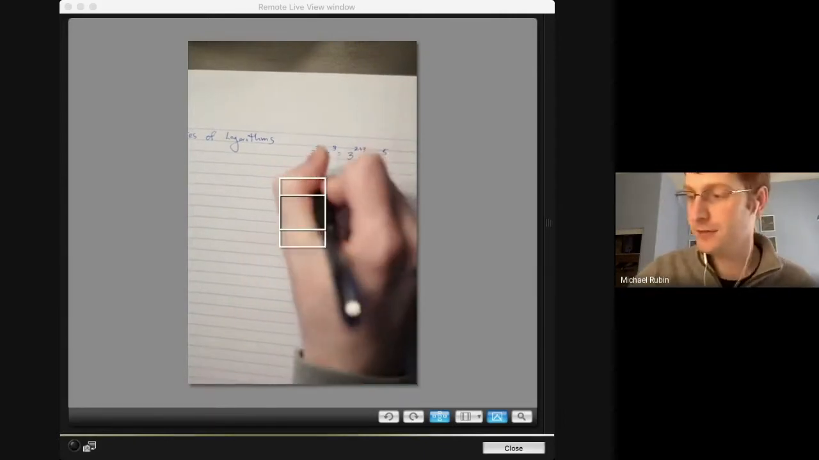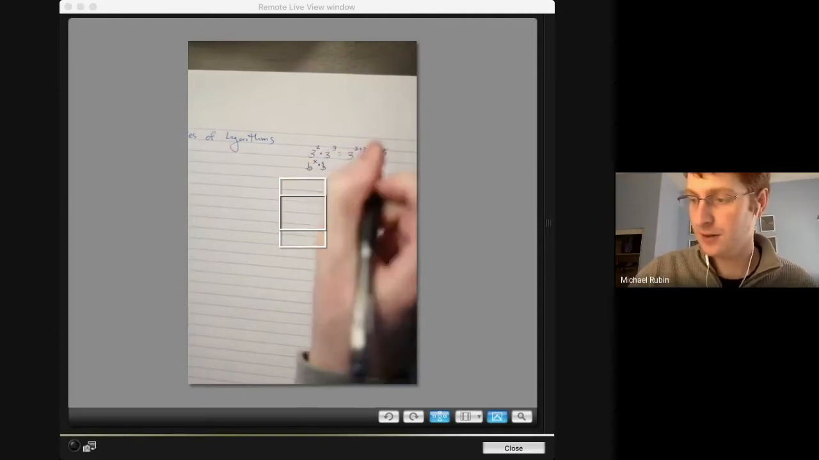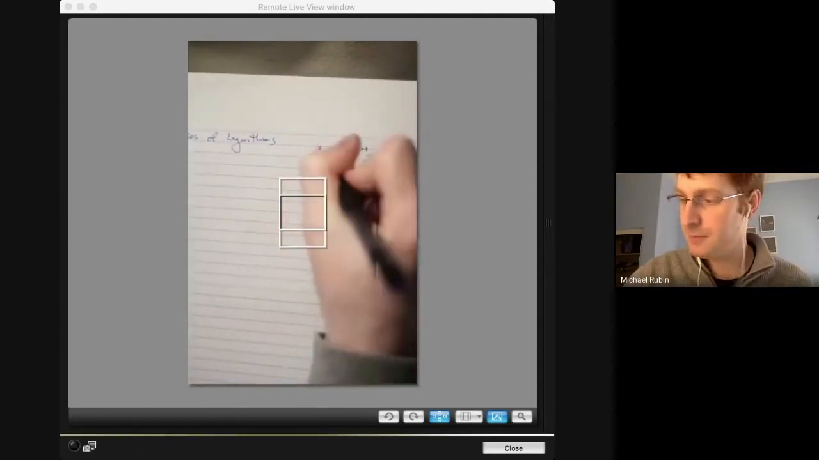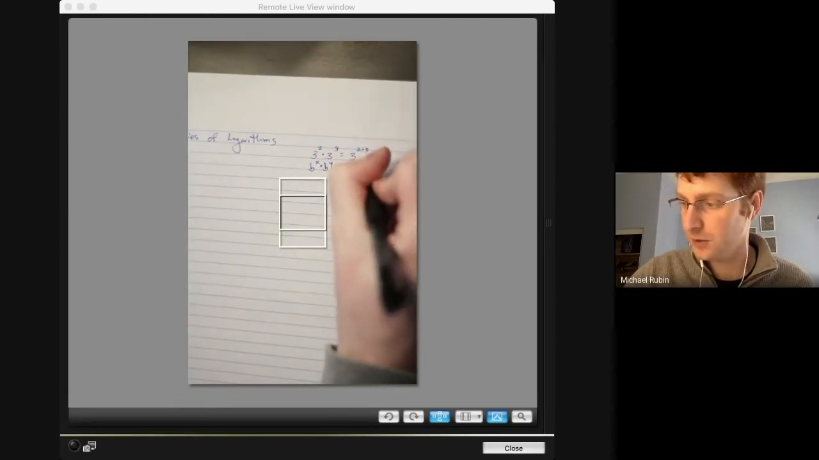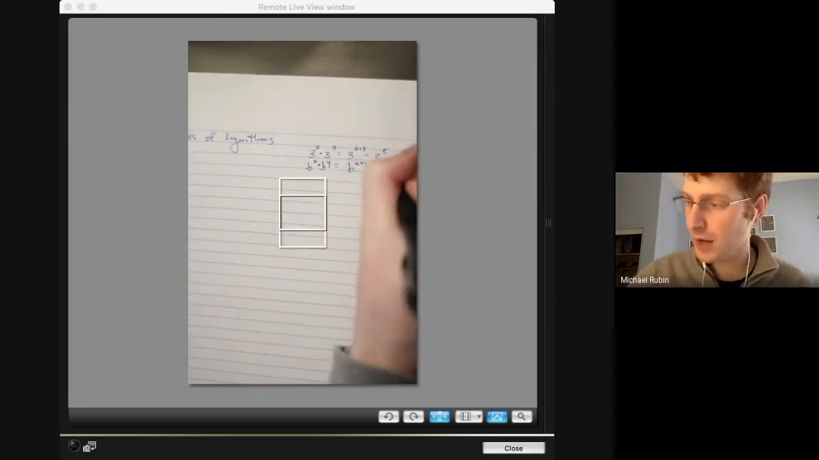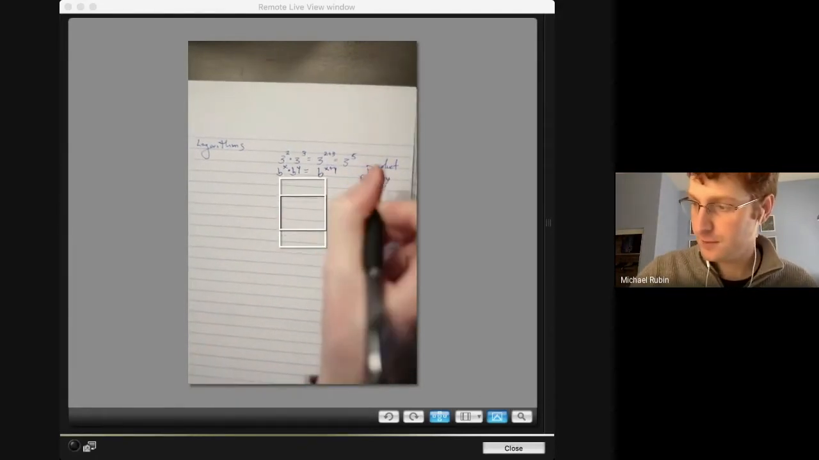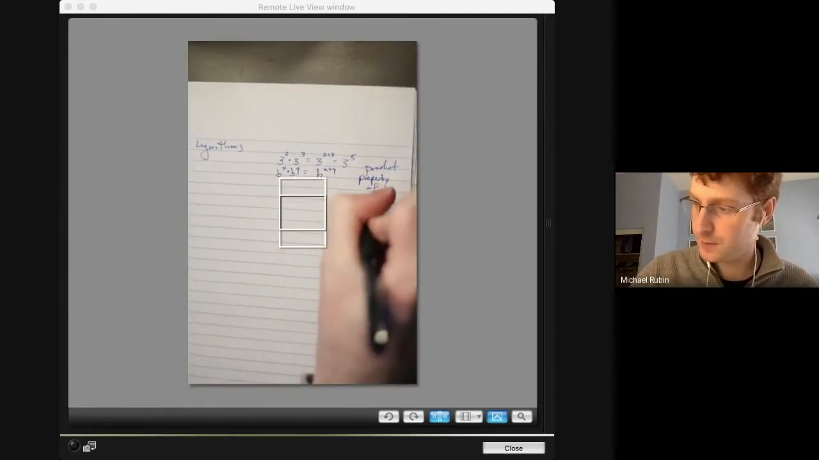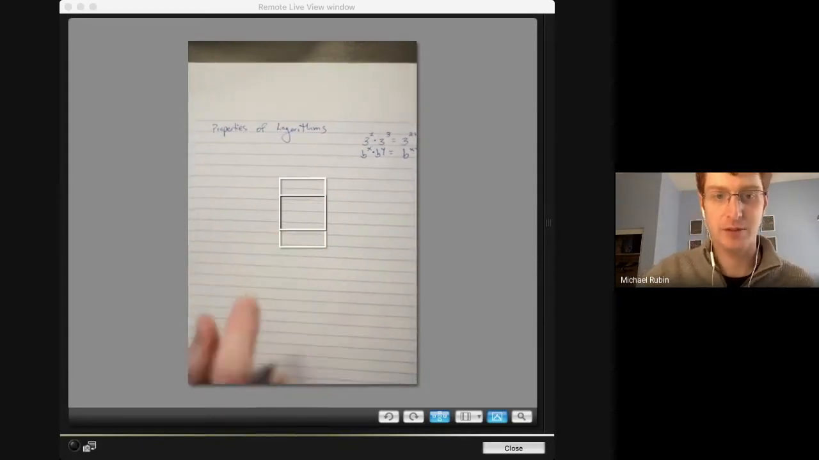More generally, if you have a base and an exponent times another exponent with the same base and a different exponent, you've got b to the x plus y. And that is the product property of exponents. So we can do the same thing with the properties of logarithms.